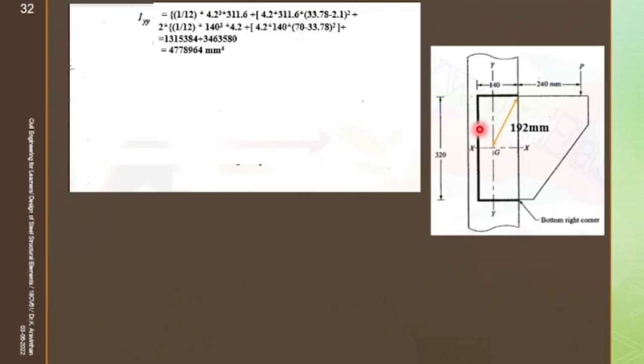Since you know 33.78, out of 140 you subtract 33.78. So 140 minus 33.78 will be this distance, 106.2. So this will be your base, and your height is 160. You root that, you will be getting the hypotenuse. Then the hypotenuse is your radius. You root 106.2 square plus 160 square. Are you getting 192? So you know the radius.